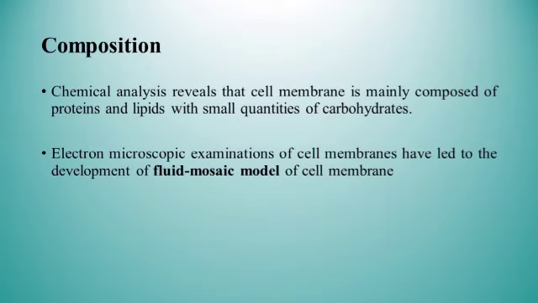If we talk about the composition of cell membrane, its chemical analysis reveals that cell membrane is mainly composed of three components, that is proteins, lipids and very small quantities of carbohydrates. अगर हम सेल मेम्ब्रेन का इलेक्ट्रॉन माइक्रोस्कोपिक एग्जामिनेशन करें तो it will lead to the development of fluid mosaic model of cell membrane.